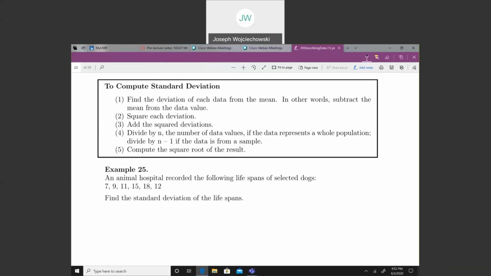So, talking about a sample, standard deviation is denoted s, equal to the square root of the sum of (x minus x bar) squared over n minus 1. That's for a sample.